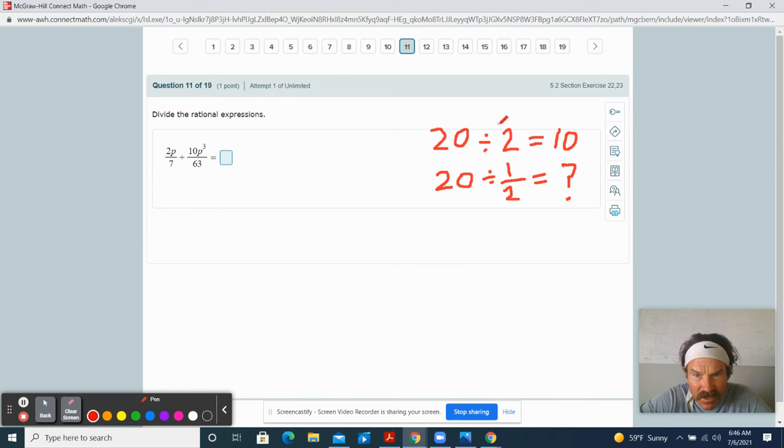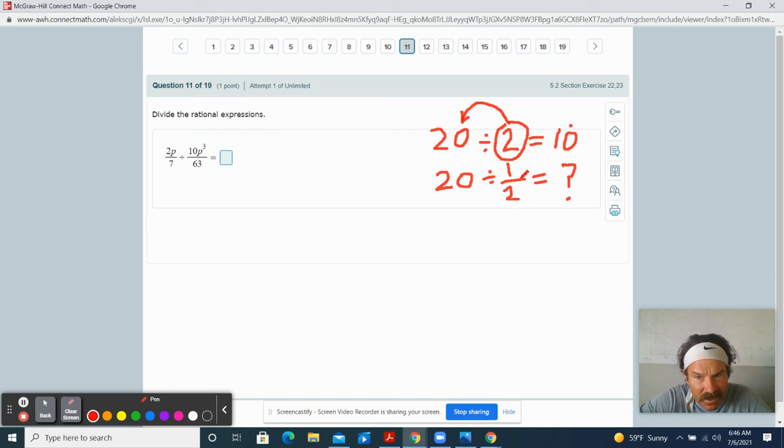Well, if we think about division for a second, division means breaking something into smaller parts. So, how many 2's are inside of 20? Well, there's 10. There's 10 2's inside of 20. That's why 20 divided by 2 is 10.